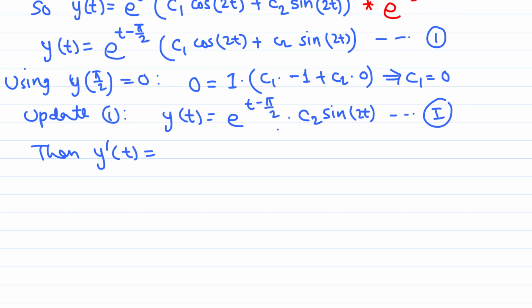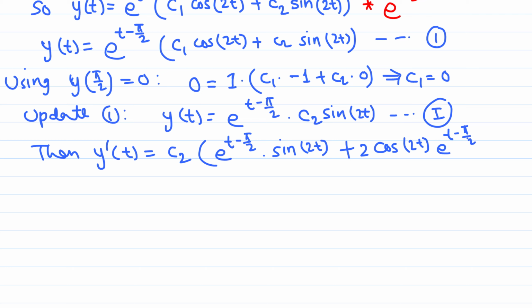The derivative of this one, c2 is just a constant. We have two functions multiplied, so we must use the product rule. Derivative of the first factor, the exponential function itself, times from the chain rule the derivative of the exponent, 1 minus 0, because pi over 2 is a constant, so just 1. Derivative of the first factor, leave the second alone, plus derivative of the second factor, sine means cosine 2t, times 2, times the first. The first is e raised to t minus pi over 2.